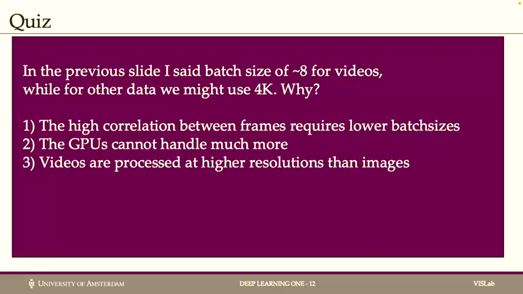Another aspect which I didn't write here is that video models are also more expensive, because the input isn't just 224 by 224 by RGB, but 224 by 224 by RGB by the number of frames you're processing. So this could be 30, right? So the input is much bigger, and these architectures are also much heavier to compute. Any questions? Yeah?